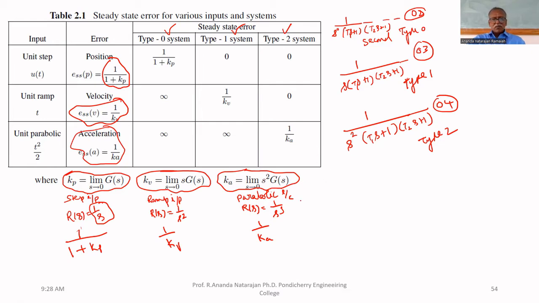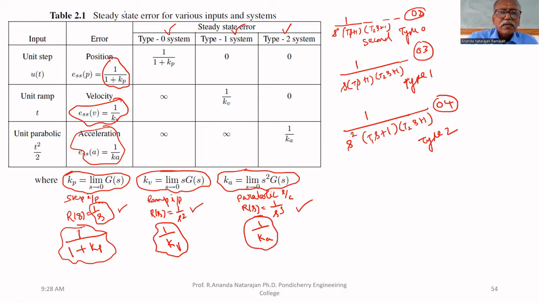So these are all we have to remember. We should know what is type number. Various input types: 1 upon S step input, 1 upon S square ramp input, 1 upon S cube parabolic input. For step input, the steady state error is 1 upon 1 plus Kp. For ramp input, 1 upon Kv. For parabolic input, 1 upon Ka. Here, Kp equal to limit S tends to 0 G of S.